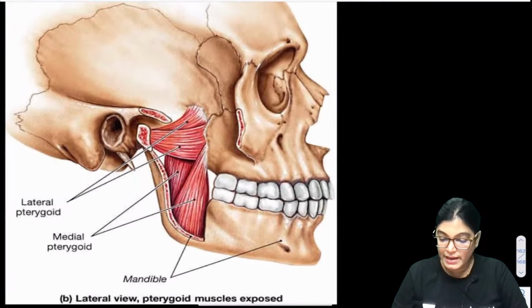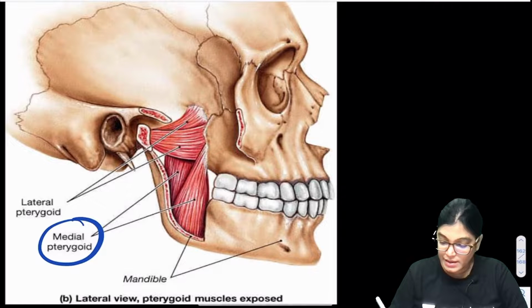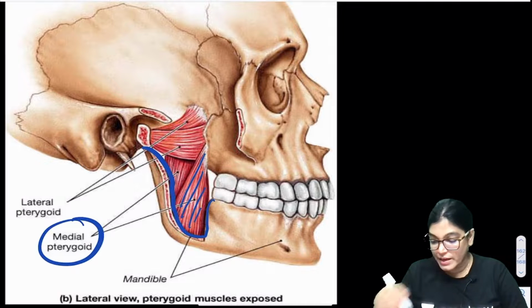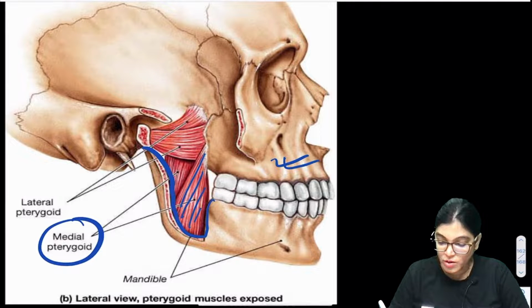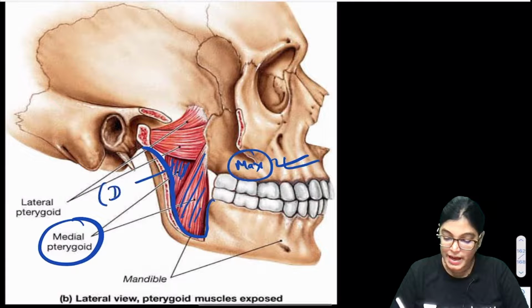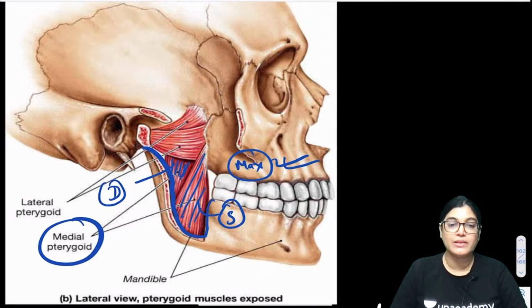Here in this diagram you can also appreciate the two heads of the medial pterygoid muscle, as the ramus part of the mandible has been dissected out. One is originating from the maxilla, the maxillary tuberosity. The other is coming from the deeper aspect, this is the deep part D, and this is the superficial part, coming from the medial aspect of the lateral pterygoid plate.